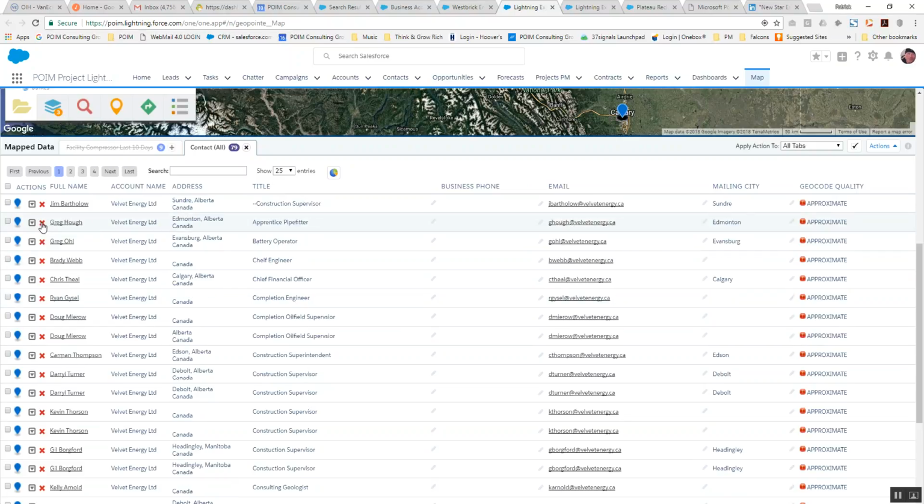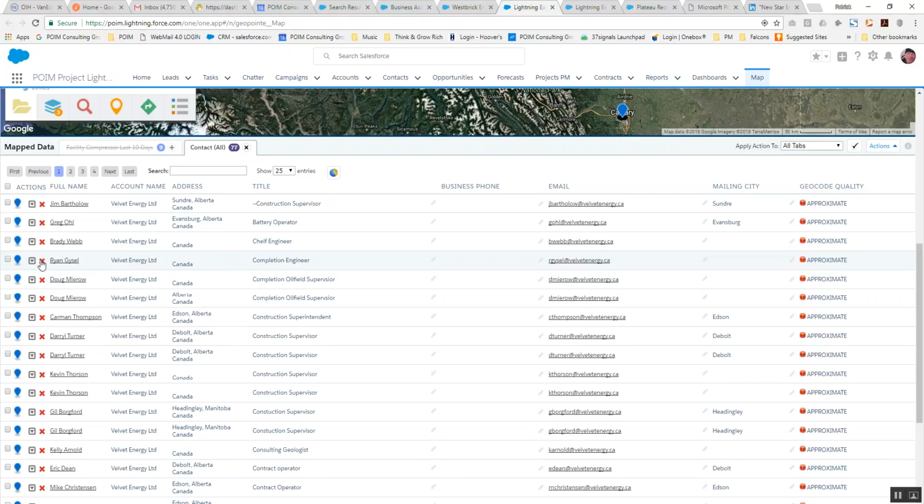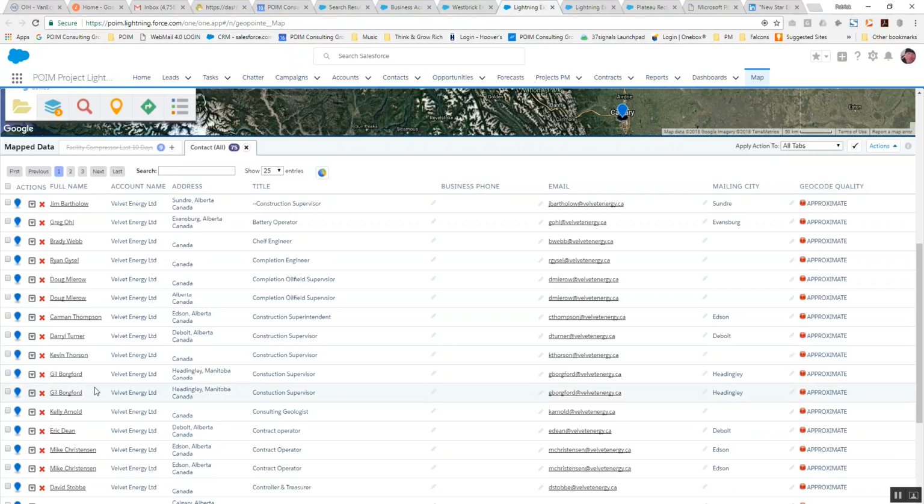So it might be something like, hey, let's look at construction supervisors. There's a battery operator, maybe the chief engineer. We want to take a look at the completions engineer, might be somebody that we're interested in. Completions oil field supervisor, and then just kind of construction supervisor. So these might be all different people that are of interest to us as far as looking at the customers that we're focused on. So we end up building that list of contacts that we have.